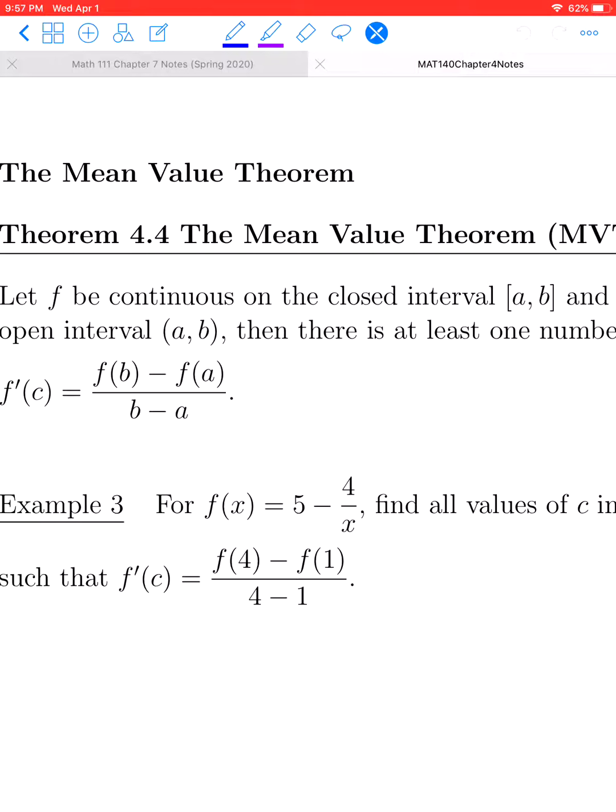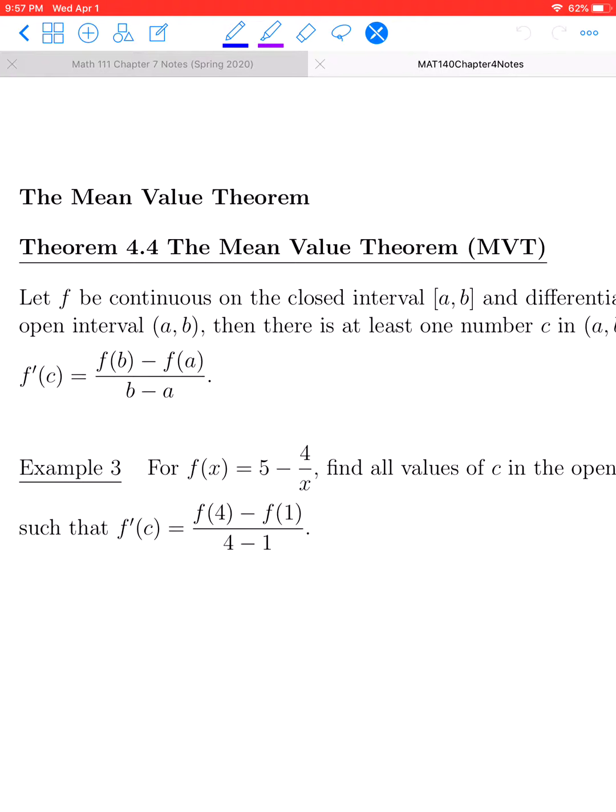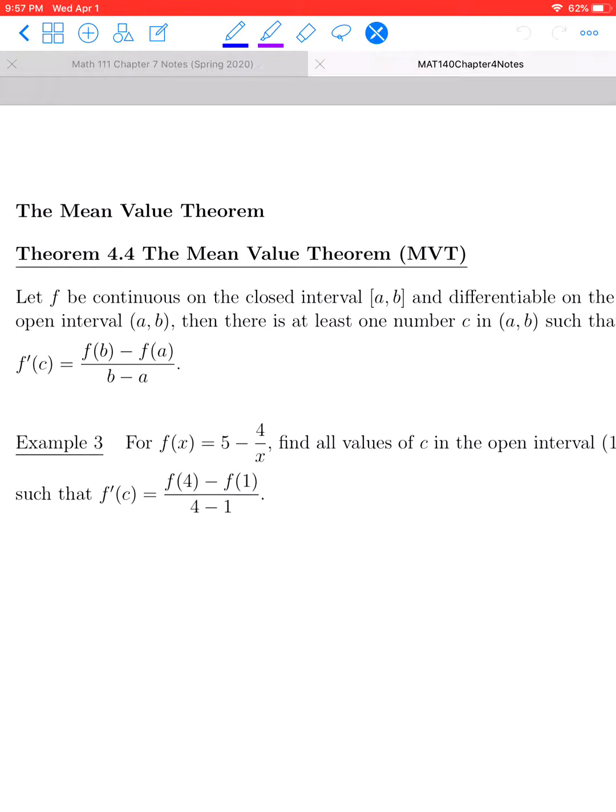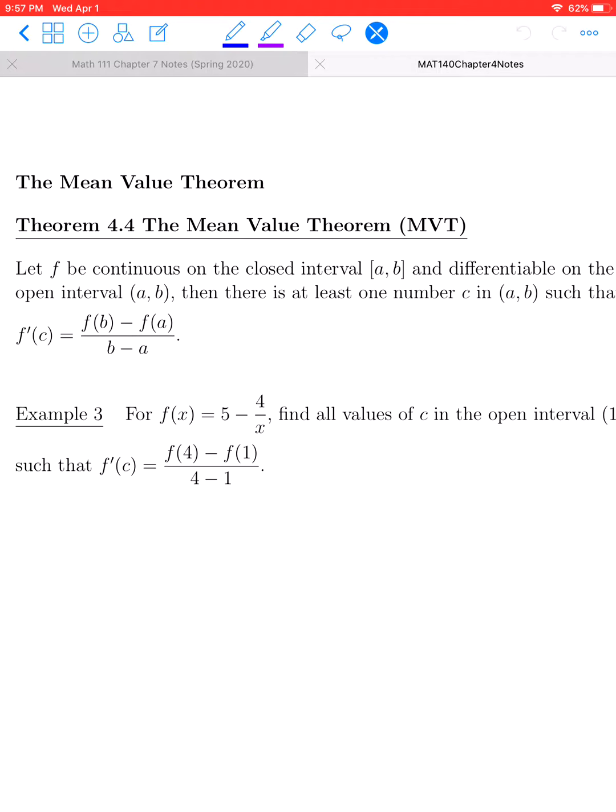Let's take a look at the next theorem. This is the mean value theorem. It's kind of an extension of Rolle's theorem. Let f be continuous on the closed interval and differentiable on the open interval a comma b, so same kind of initial criteria. The one restriction here is that we no longer require f of a to be equal to f of b.